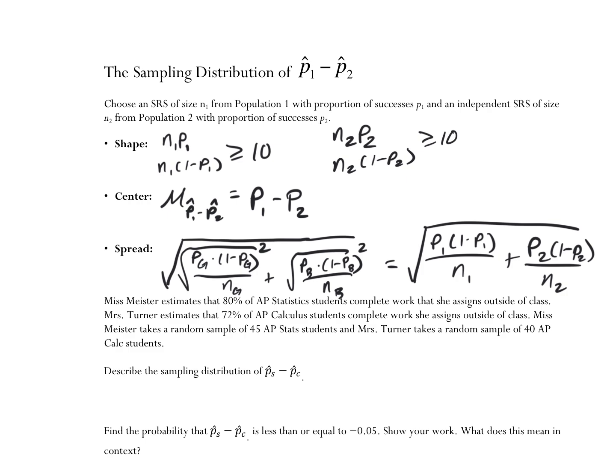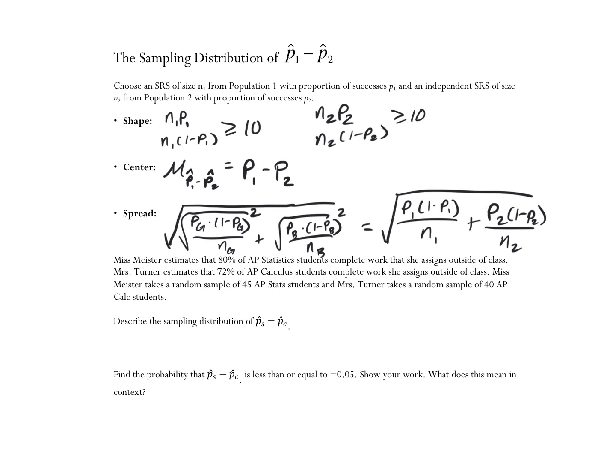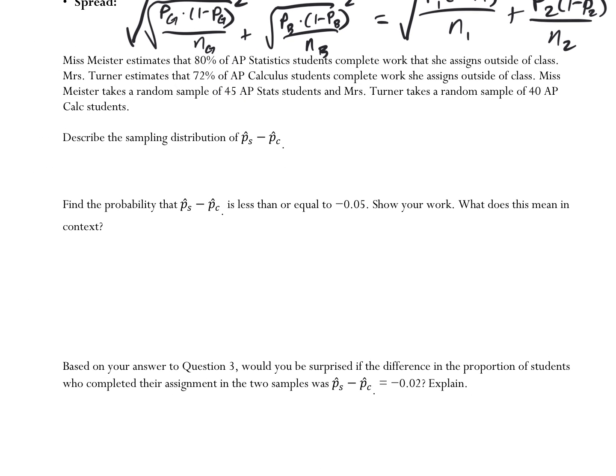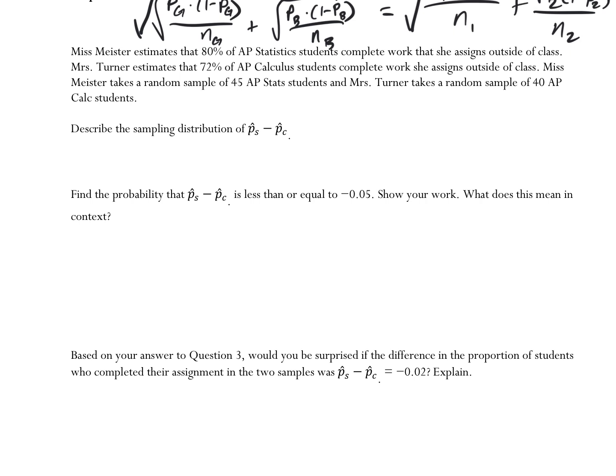All right, so how might I ask you about this? Meister estimates that 80% of stat students complete work that she assigns outside of class. Turner estimates 72% of calc. Everybody good? These are totally made up. Meister takes a random sample of 45 AP stats. Turner takes a random sample of 40 AP calc. The first thing I want to do is describe the distribution.